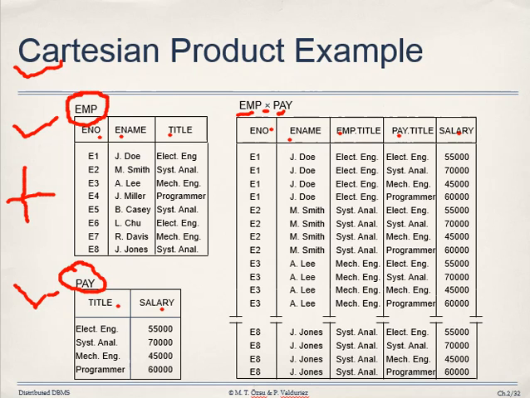But remember one thing, title is repeated in the pay table and the employee table. So to easily check the result table, we put the name of the table with respect to the attribute. So emp.title means that title belongs to employee, and pay.title belongs to the pay table, whenever the same attribute is found in both relations. So this is the case for the number of attributes.